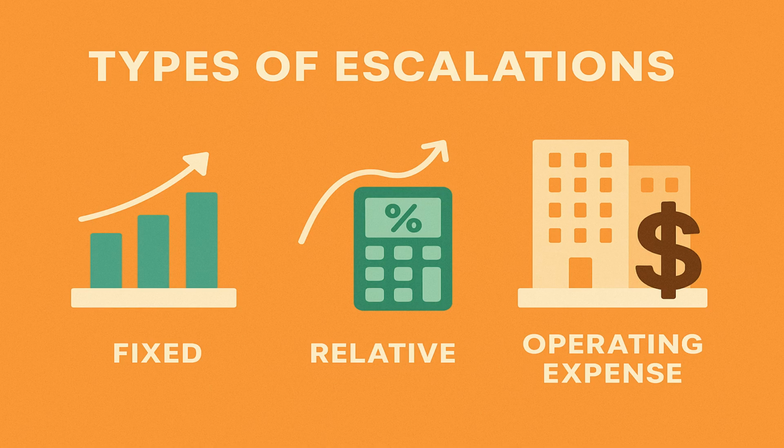There are three main types of escalation clauses: fixed increases, where rent goes up by a set amount; operating expense pass-throughs, where tenants share in the actual increase in building expenses. This is very similar to CAM charges. And thirdly, index-based increases, which tie rent to inflation metrics like the Consumer Price Index, also known as the CPI.